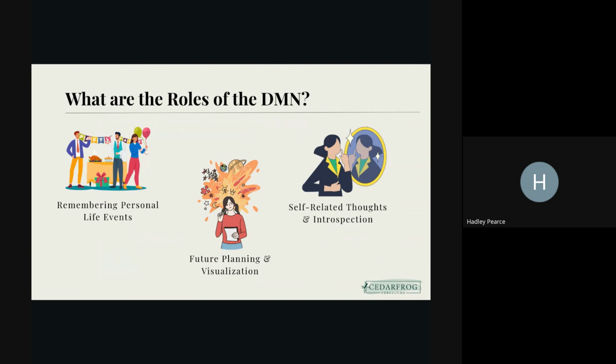It also plays a role in self-related thoughts and introspection. So it's active when we think about ourselves, our identity, feelings, and goals. It creates a coherent sense of self. It supports repetitive internal thoughts like daydreaming or rumination, which are essential for building this self-continuity and identity and feeling strong in who we are as a human.